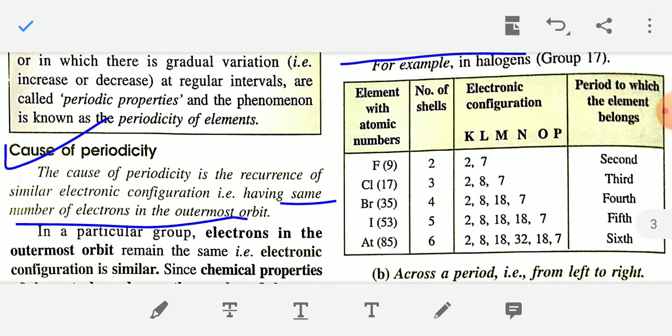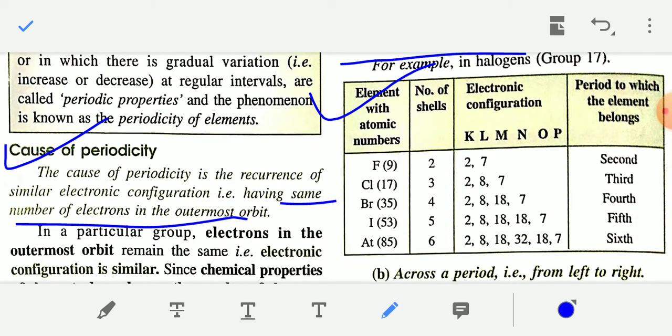You can see here these are group 17 elements: fluorine, chlorine, bromine, iodine, astatine, and their electronic configurations are also given. In fluorine, two shells are there: in the first shell 2 electrons, in the second shell 7 electrons. So fluorine is a second period element. Chlorine has a total of 3 shells, so it is a third period element. Bromine has 4 shells, so a fourth period element. Iodine is a fifth period element, because there are 5 shells, and astatine has 6 shells, so it is a sixth period element.